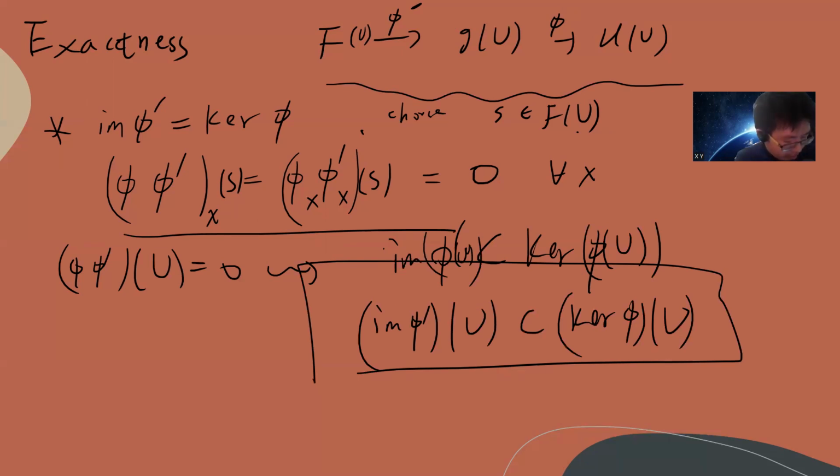So what's next? The next one is the tricky one. We need to prove this. That's our goal. This proof is a little bit tricky. So let's take T to be in the kernel of phi.